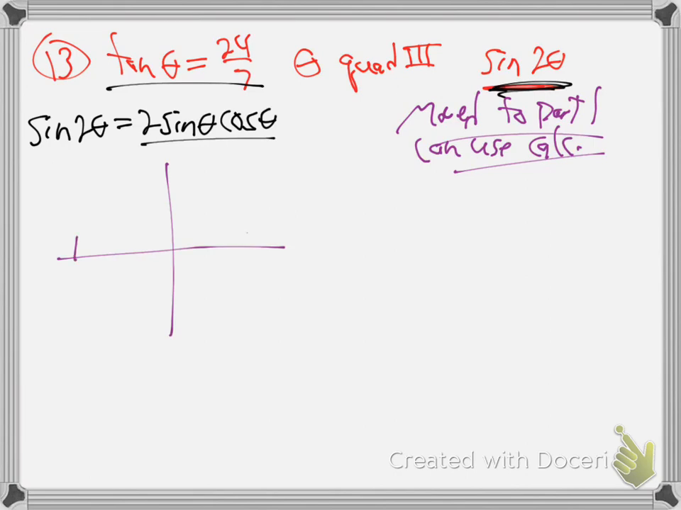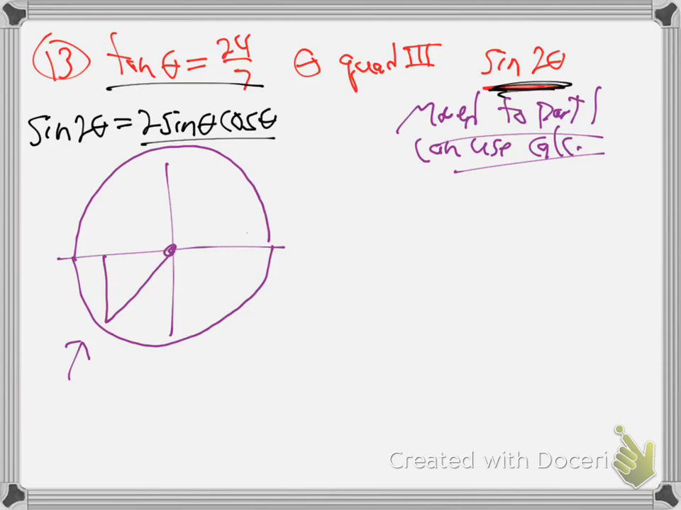This one's in quadrant 3. So we're down here in quadrant 3. So I'm going to draw a little right triangle in quadrant 3. And here's my theta. You always put theta to the x-axis, don't you? The x-axis, not the y-axis, right? We always do it as a reference angle, referring to the x-axis, because that's where zero starts.